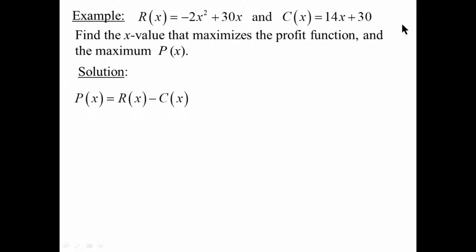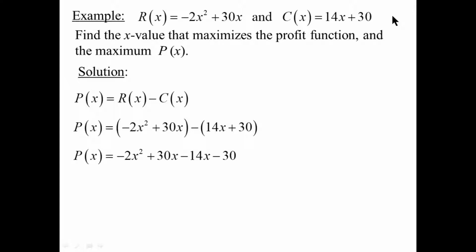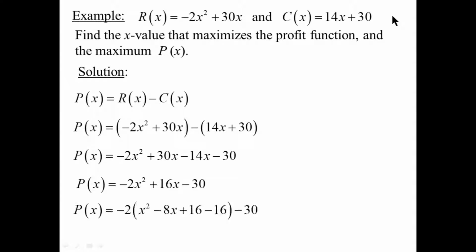Solution. The profit is the revenue, take away the cost. And so we'll just simply express the revenue which was given, and then subtract, and then put in brackets the cost which was also given. Expand and simplify, collect like terms, and then complete the square, which means factor out the coefficient, minus 2.